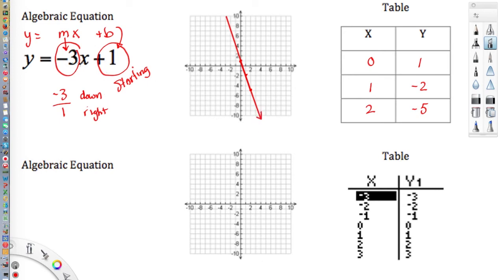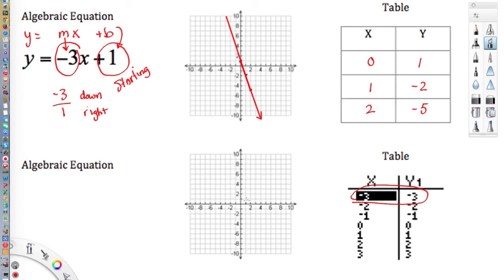So they gave the equation. I used the equation for my starting point, my y-intercept, and used my slope to find each point, just kept going down 3, 1 to the right, down 3, 1 to the right, and that also gives me the data to put in my table. Our next problem, they start off with the data table. I'm going to take 3 sets of coordinates from this data and use that to graph my line.